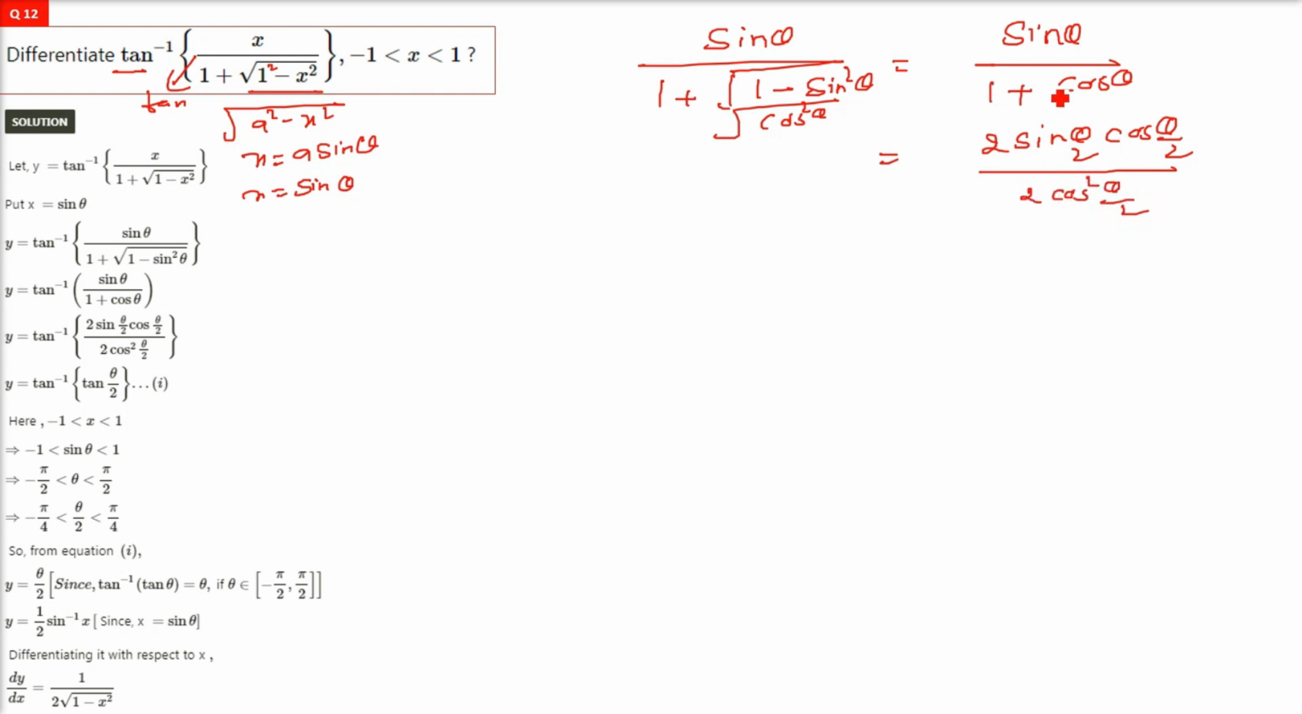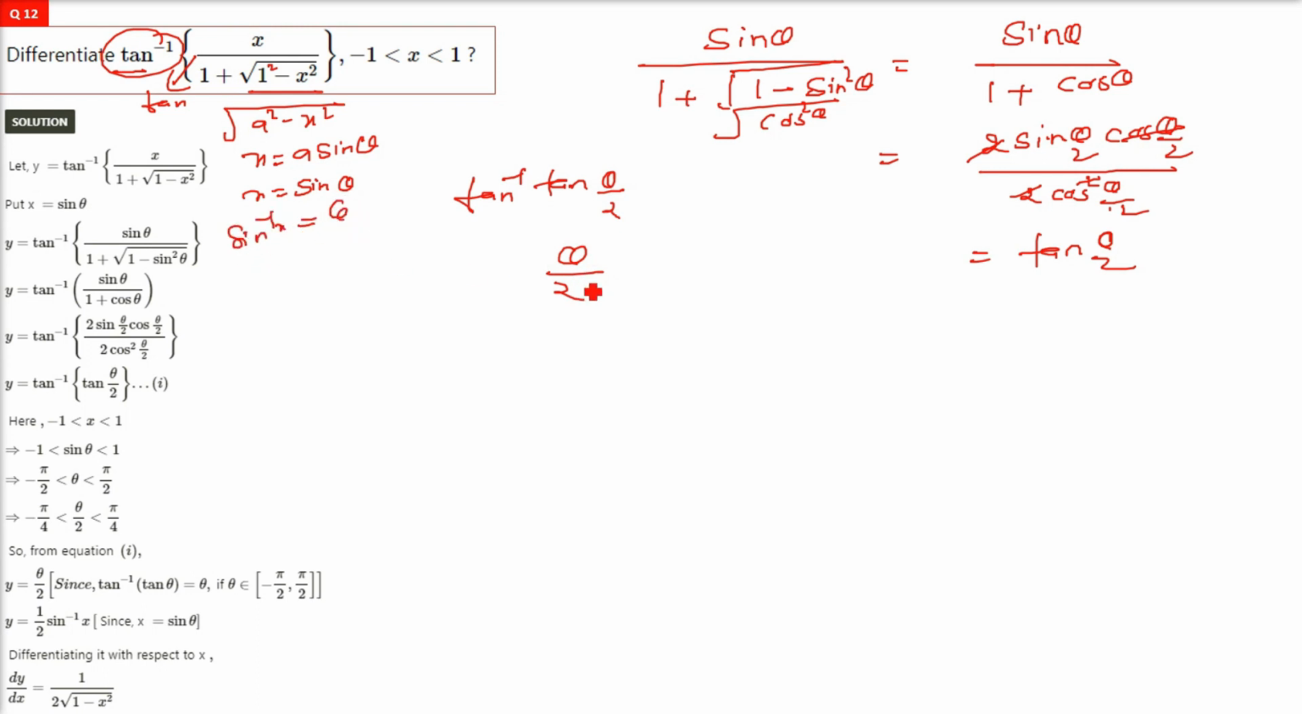These inequalities and results should be in your tips. 2 cancels, cos 1 cancels, sin by cos, so it will be tan. Finally, you got tan theta by 2. So this is tan inverse, and then we have this tan theta by 2. Tan inverse tan theta by 2, so tan inverse, you can cancel these out. But finally tan inverse will cancel out and theta by 2 will come.